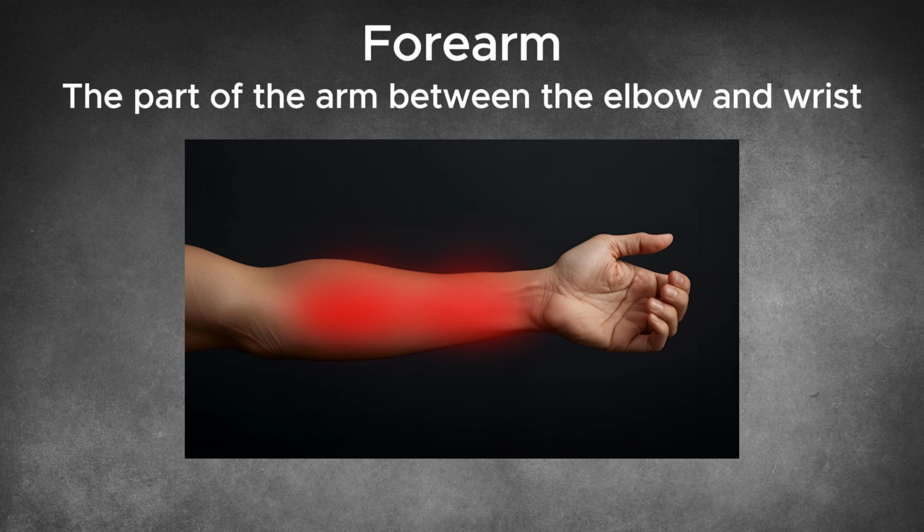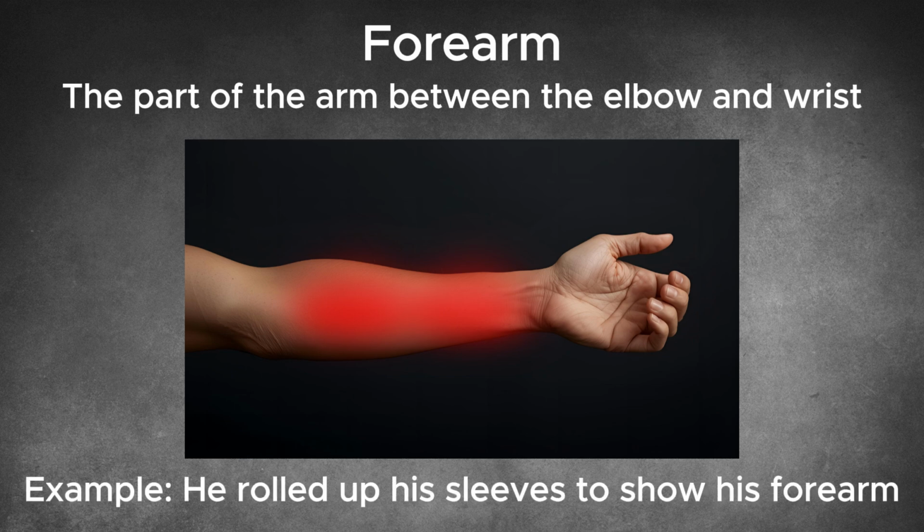Forearm. Forearm. The part of the arm between the elbow and wrist. Example, he rolled up his sleeves to show his forearm.